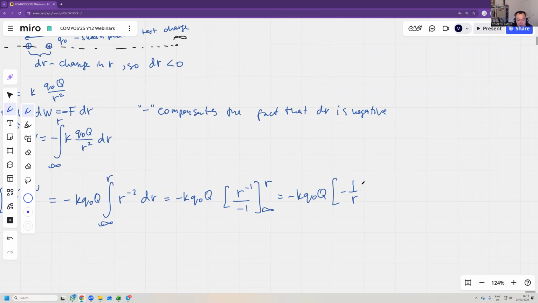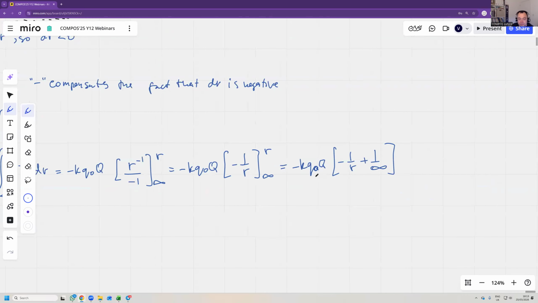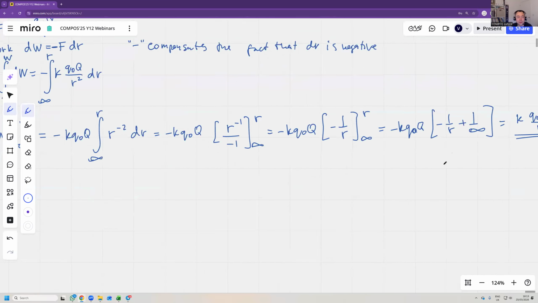Minus 1 over R between limits infinity and R. So minus K Q0 Q, minus 1 over R plus 1 over infinity. 1 over infinity is obviously 0. And we do plus K Q0 Q over R. And that's it. That's the work done.